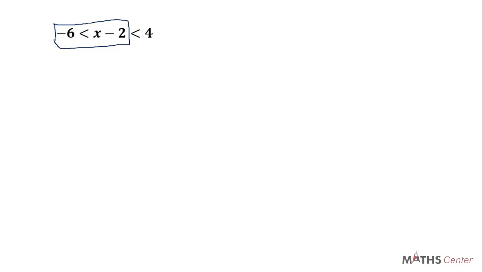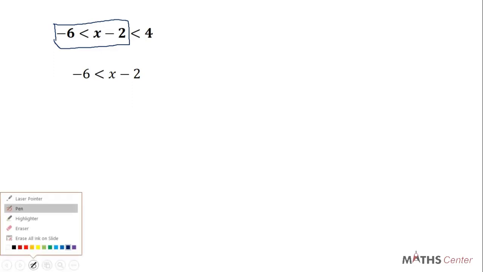That is the first part of the inequality. You pick that, then you solve it. I hope that is clear. So the first part is minus 6 is less than x minus 2. Now you group like terms and simplify. This is what we are going to do.